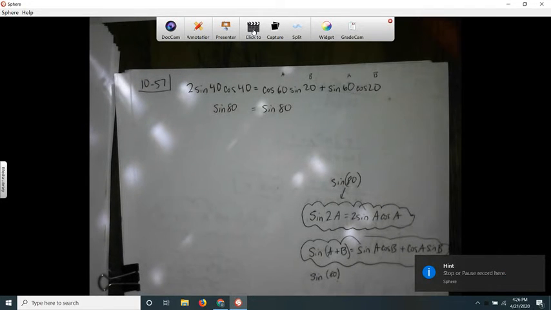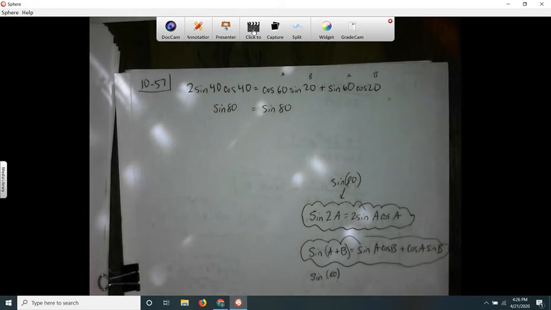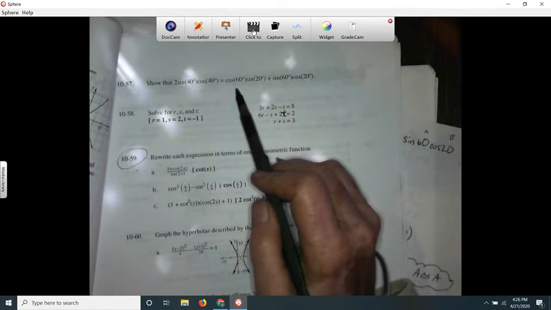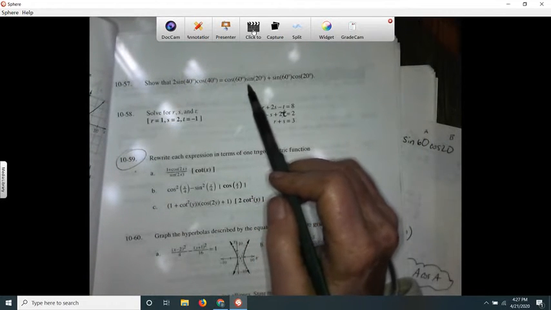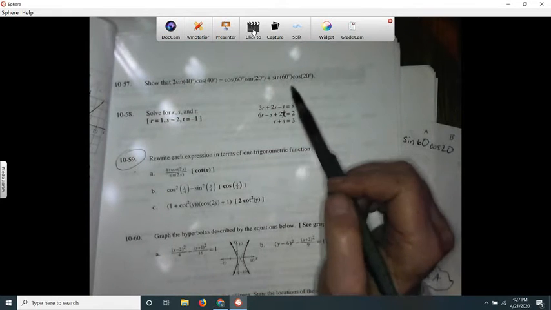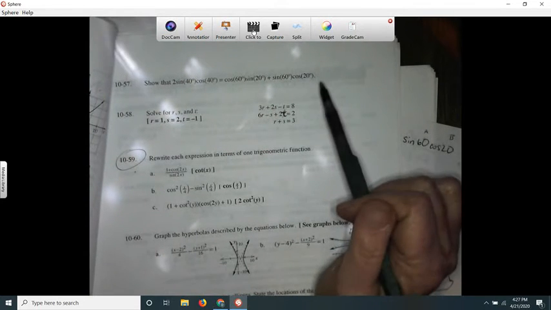Here's Precal, problem 10-57, and it says, show that 2 times sine of 40 cosine of 40 is equal to cosine of 60 times sine of 20 plus sine of 60 times cosine of 20. So this one, I wasn't really sure what to do.